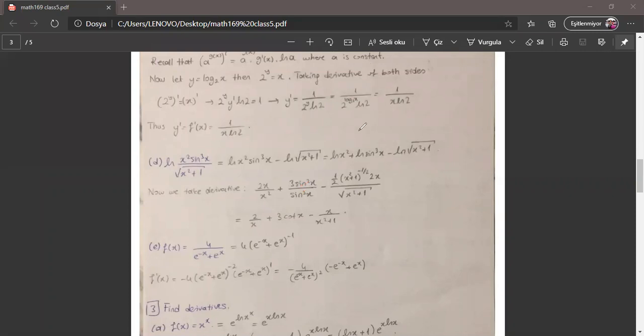This is 3 sine squared times cosine squared, the derivative of sine, right? So now we can simplify it. So we have cosine over sine. So we have cotangent x, okay?